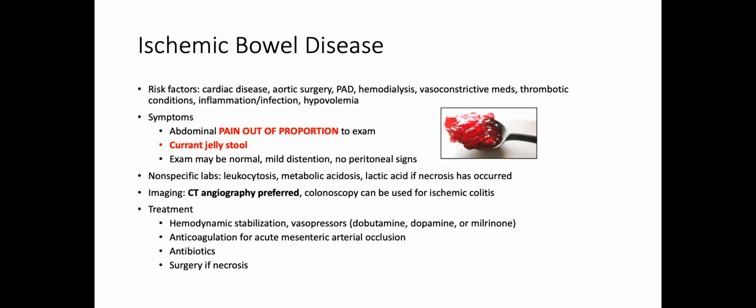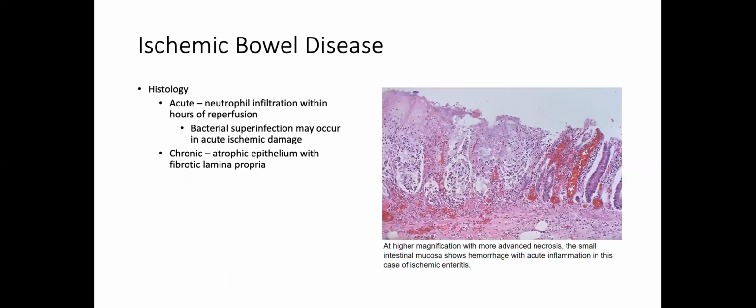So for imaging, CTA is preferred so we can see the blood supply, but a colonoscopy can also be used. Treatment is use of vasopressors, anticoagulation, and antibiotics. And then if it's not reversible, surgery, and they may have to take out that portion of the bowel. Okay, histology is going to be neutrophil infiltration within hours of the reperfusion, like we had talked about, and we can see that here. Lots of neutrophils. And chronic would be atrophic epithelium with fibrotic lamina propria. All right, so that's that.